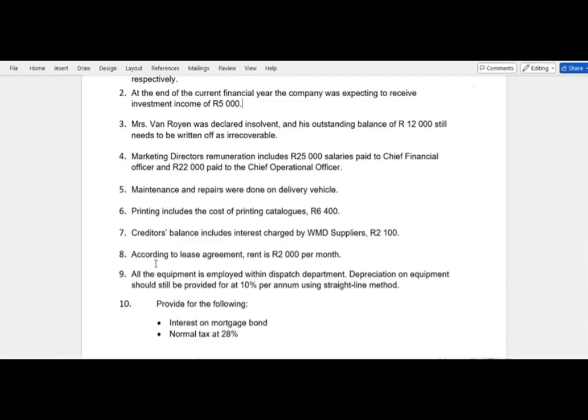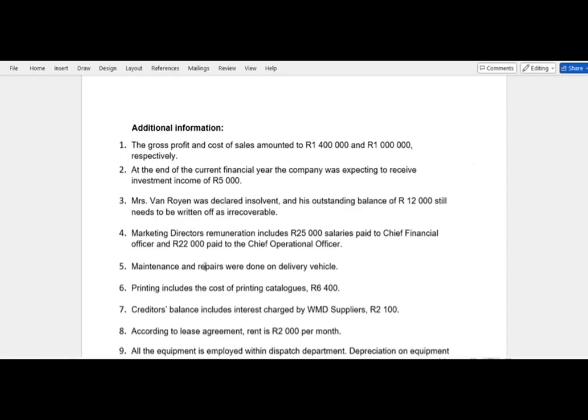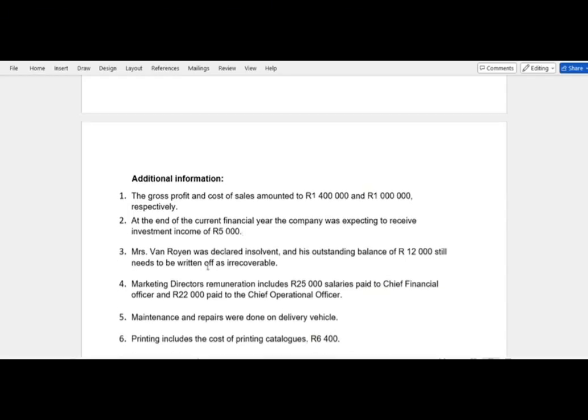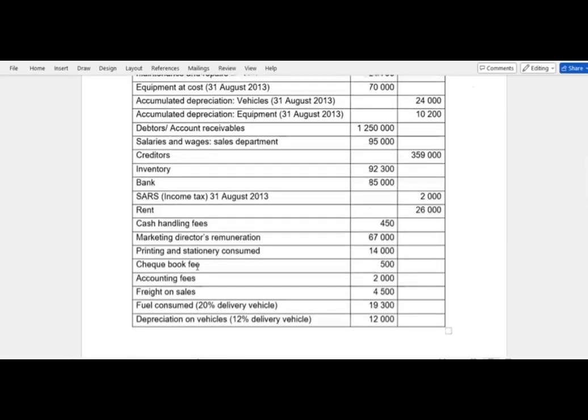According to the lease agreement, rent is 2,000 per month. But we need to check what rent this is. Is it an income or expense? Remember, you just need to check where the rent is. Rent is on the credit side, right? Rent is on the credit side.